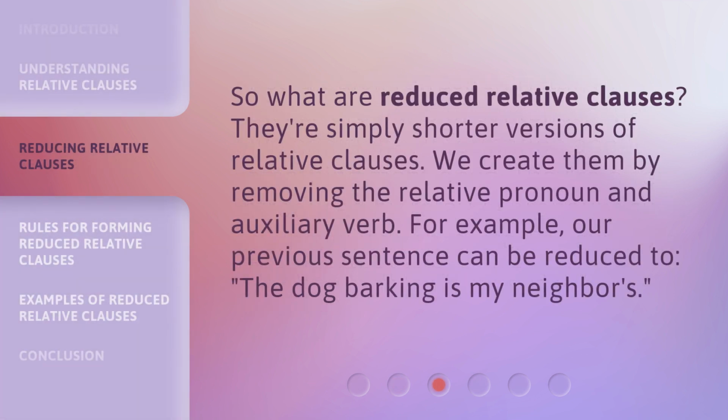So what are reduced relative clauses? They're simply shorter versions of relative clauses. We create them by removing the relative pronoun and auxiliary verb. For example, our previous sentence can be reduced to, the dog barking is my neighbor's.